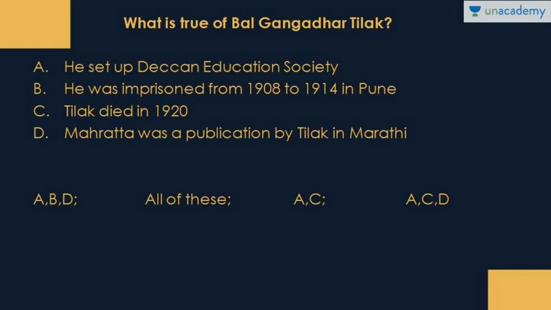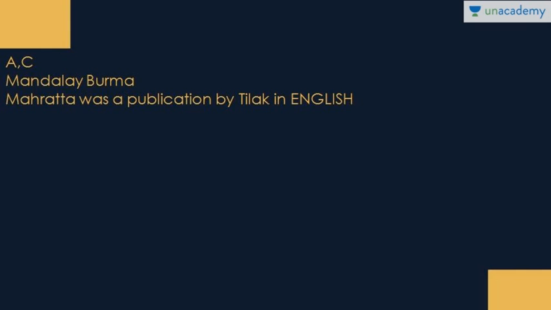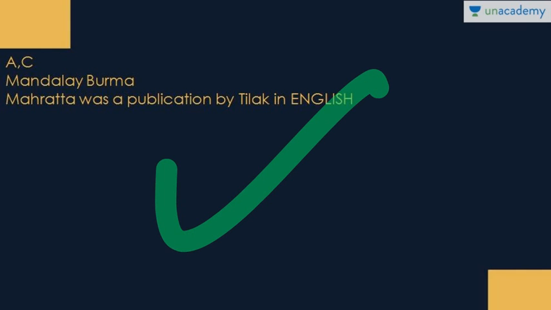So looking at the options here, first one absolutely correct, Deccan Education Society. Do mention with whom as collaborators did Tilak come up with this Deccan Education Society. If you look at B, yes, he was imprisoned from 1908 to 1914, but not in Pune. In fact, he was sent to Mandalay in Burma, what is today known as Myanmar. If you look at C, yes, he died in 1920. Thereon, when the national non-cooperation movement began, there was a fund established on Tilak's name as well, which got a lot of money. And if you look at D, Maharatha was a publication by Tilak in Marathi. So Maharatha was not in Marathi. Maharatha was written in English. In fact, Kesari was in Marathi. So we here have A and C as the correct answer.